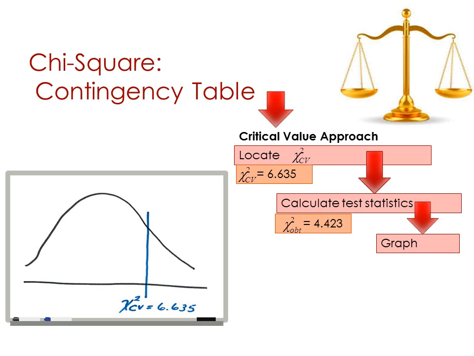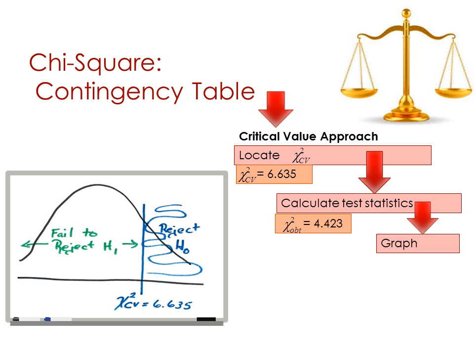Now let's think about where we're going to mark this for the reject the null hypothesis and the fail to reject the null hypothesis regions. So the rejecting the null region, is that going to go to the right or to the left of my chi-squared critical value? Well, that is going to go to the right, and my failure to reject the null is going to be on the left.